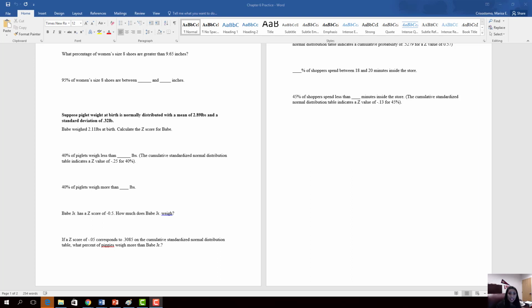Suppose piglet weight at birth is normally distributed with a mean of 2.89 pounds and a standard deviation of 0.32 pounds. Babe weighed 2.11 pounds at birth. Calculate the z-score for Babe.